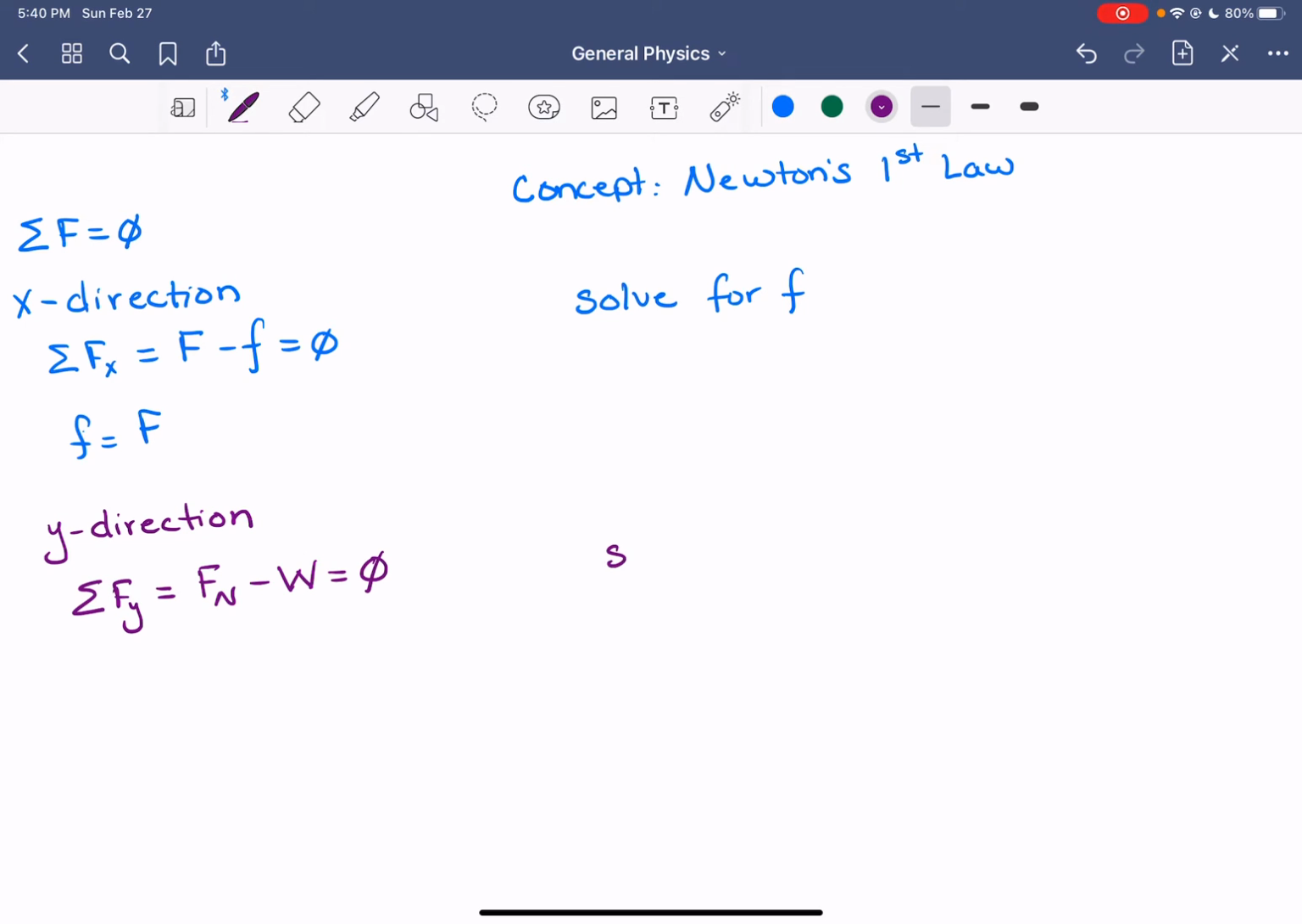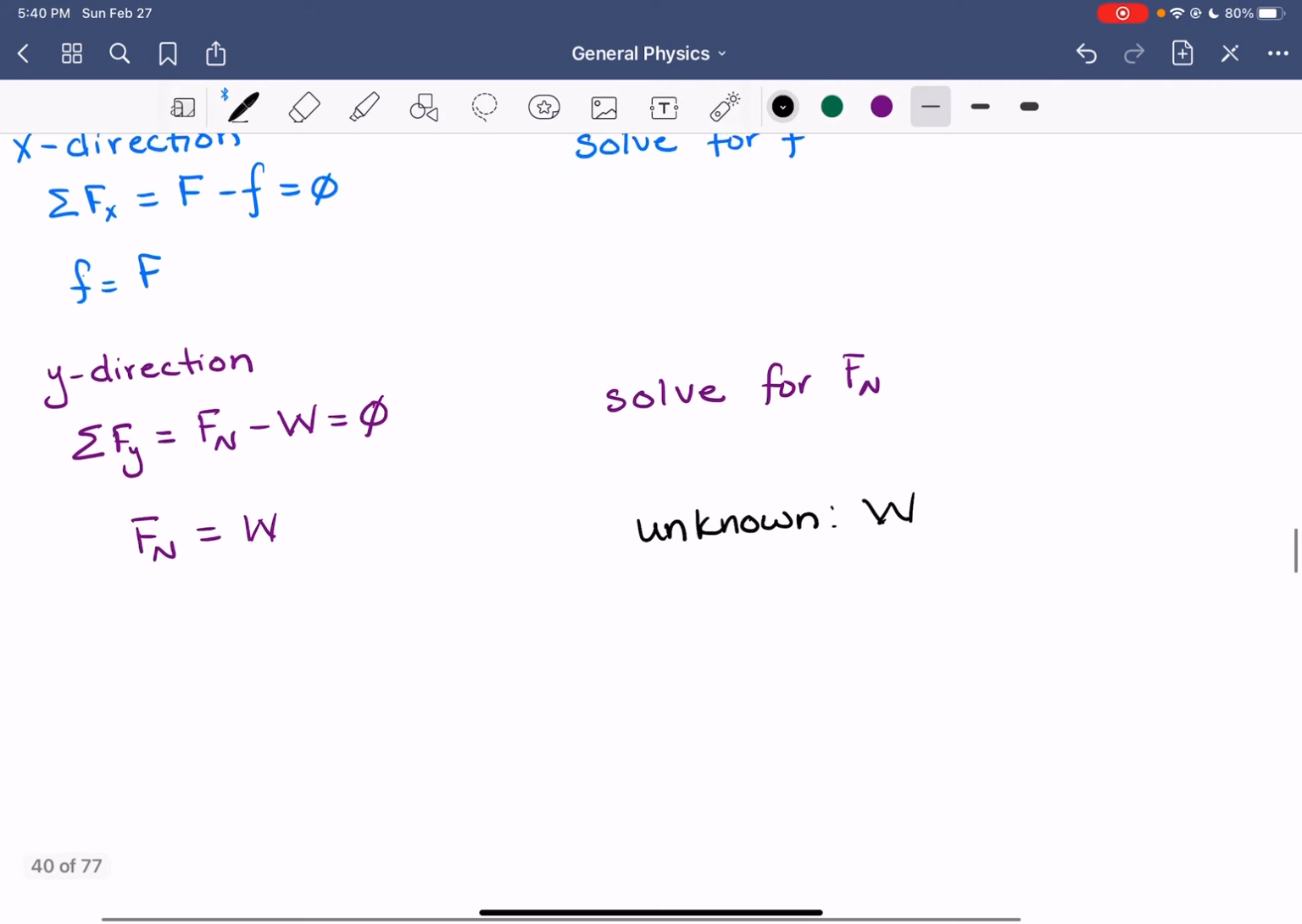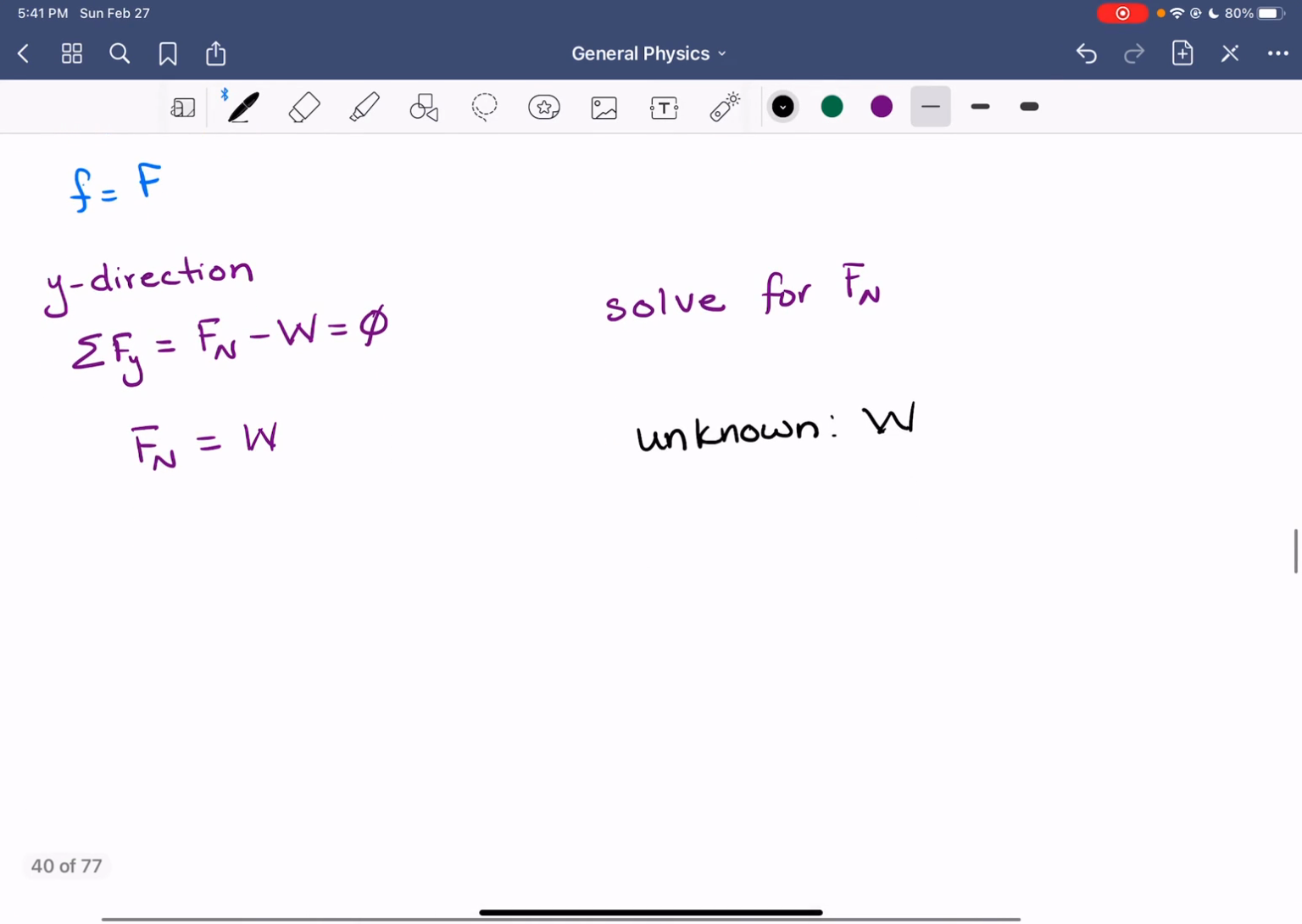So again, I want to solve this for the normal force. F_n is going to be equal to W. But what's unknown is W. They do not give me the weight of the object. They give me the mass of it. So now I can use Newton's second law to find the weight.